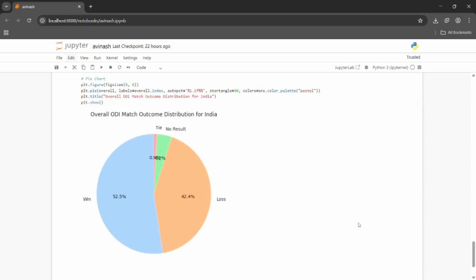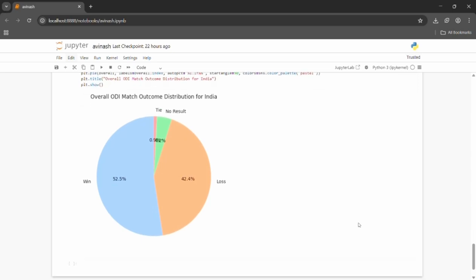To summarize, through this ODI case study, we have uncovered insights into India's performance across time, yearly trends, geography, venues, volume, match count growth, and overall success rate. From a technical perspective, this project deepens my understanding of data wrangling with Pandas, aggregation using group by, plotting with Seaborn and Matplotlib, and analytical storytelling. The combination of domain knowledge and programming allowed us to turn raw match data into a meaningful narrative.